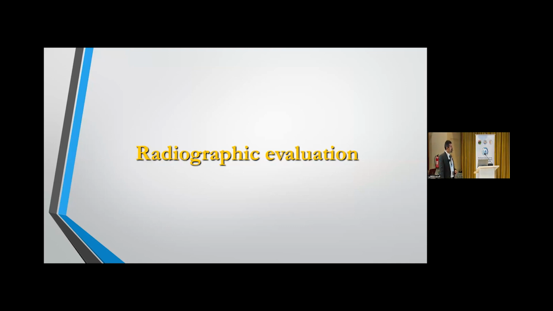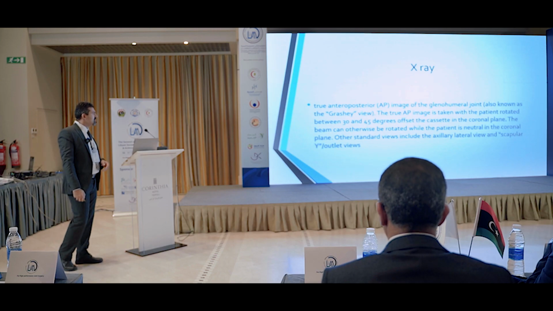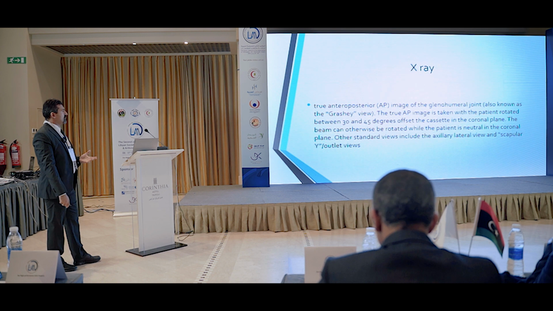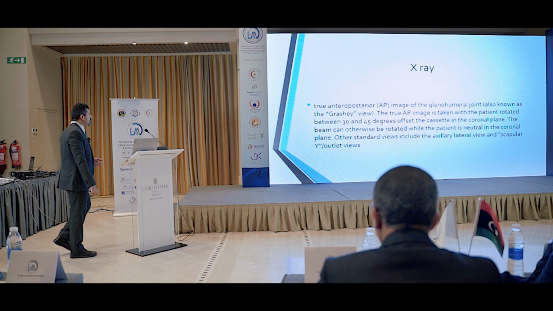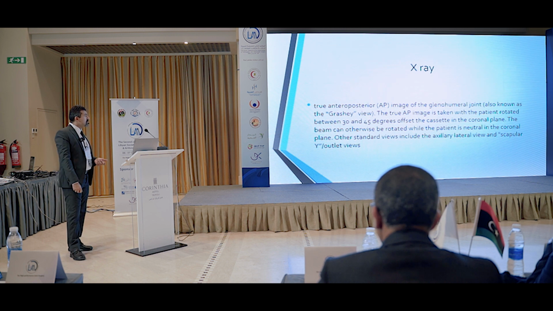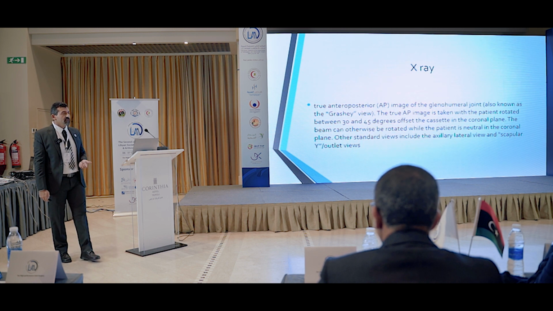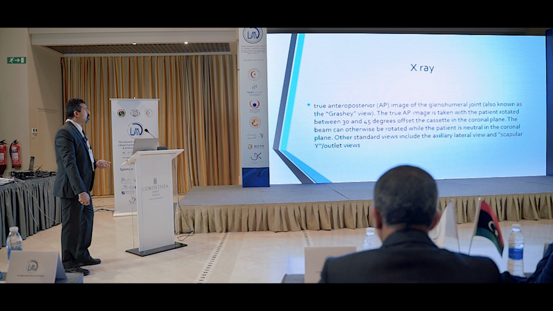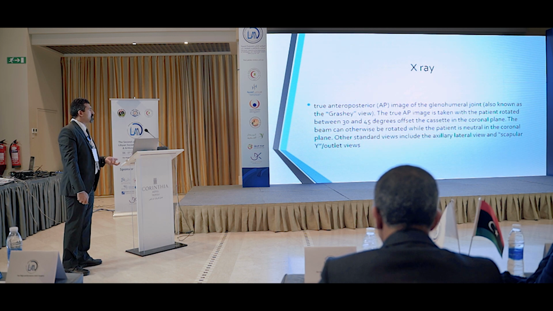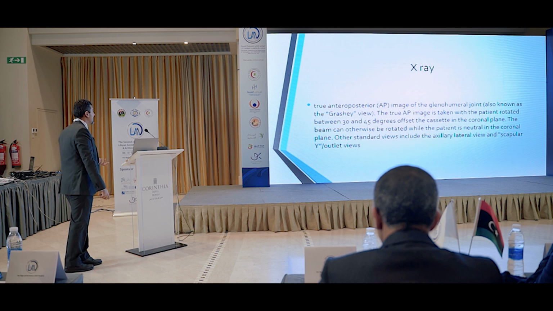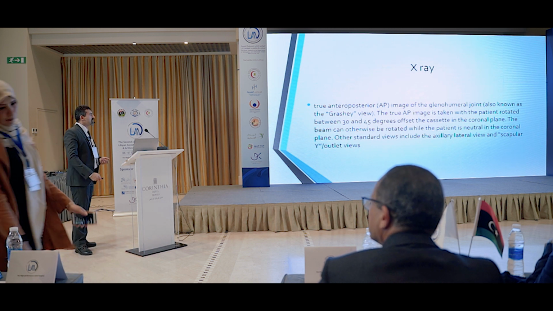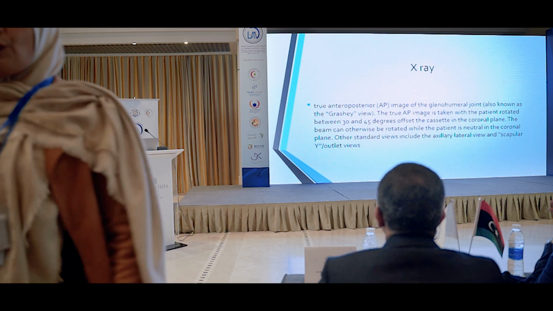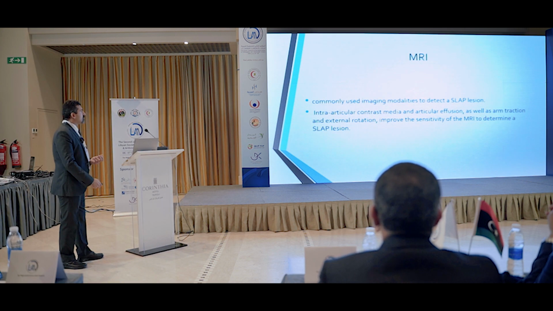What are the radiographic evaluations? X-ray: you do an AP X-ray for the glenohumeral joint, an axillary lateral view, and a scapular Y. But the role of the X-ray is limited, though you can know what other problems are associated with the SLAP lesion, maybe a fracture, maybe other things. But the X-ray cannot alone diagnose a SLAP lesion.